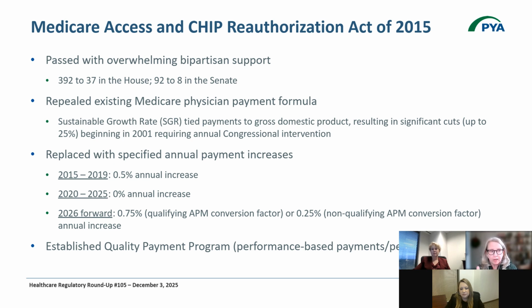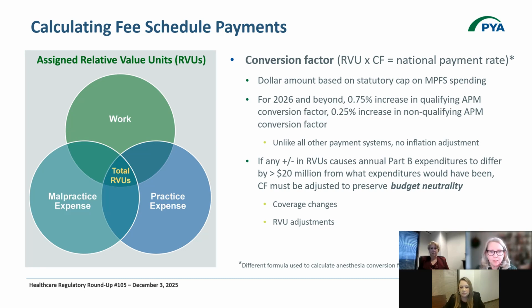As you'll see now going into 2026, we are in the phase under MACRA where we have a split in the amount being paid to physicians, depending on whether they are a qualified alternative payment model participant. Those that are advanced APM participants will see a 0.75% increase under MACRA. Those who are not see a 0.25% increase under MACRA. MACRA also created the Quality Payment Program, or MIPS, as it is frequently referred to, the Merit-Based Incentive Payment Program. So that is our starting point for when we talk about the fee schedule.